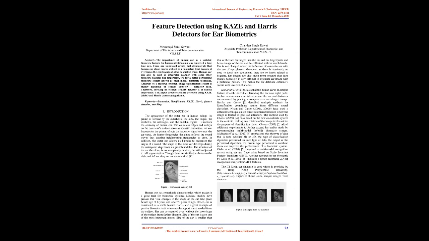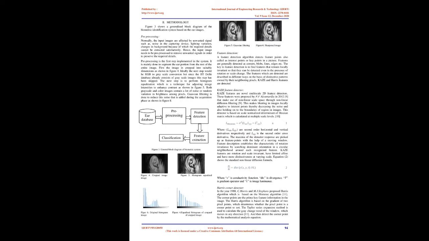Hurley and Carter described multiple methods for identification combining results from different neural classifiers. Nixon and Carter, 2000A, 2000B, have used a different technique called force field transformation where the image is treated as Gaussian attractors. The method used by Kaze, 2005, was based on a new coordinate system in the centroid, making any rotation of the image irrelevant for the purpose of identification. Later, Kaze, 2007, added additional experiments to further expand his earlier study by recommending a multimodal, hybrid biometric system.